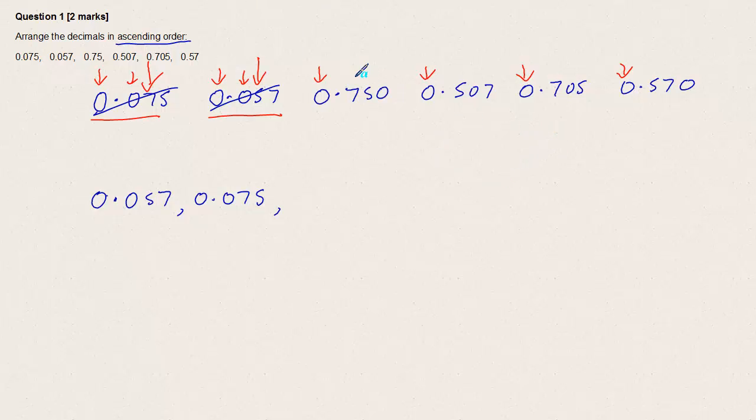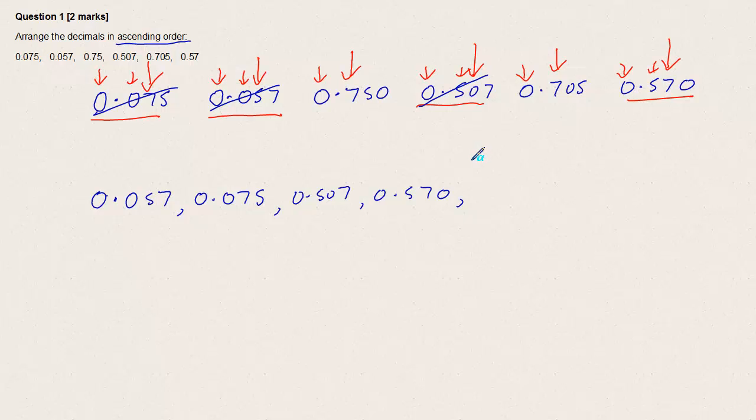Now, if we go to the tenths column here, that's a 7, this one's a 7, this is a 5, and this is a 5, so these two come next. Let's look at the hundredths here, that's 0, the hundredths is 7, so this one is definitely smaller. So 0.507, let's cross it off, and 0.570.